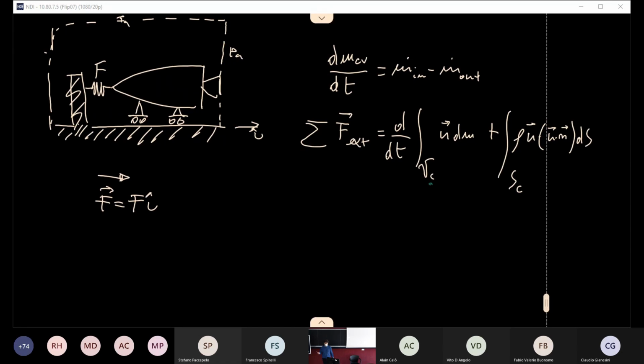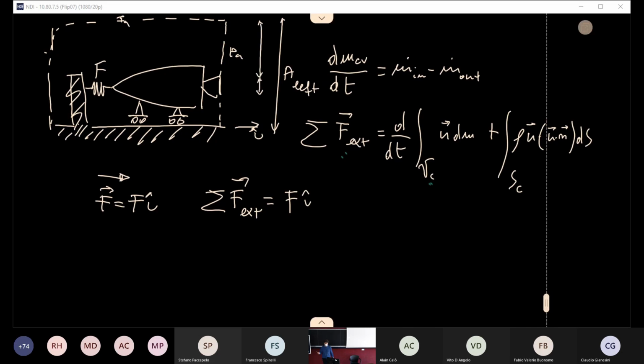the direction I. So if I have to consider this term here, I would write that the sum, this will be this F, which is in y direction, and then we have, for sure, if we call this A left, then we call this area here A1, A2, and AE.